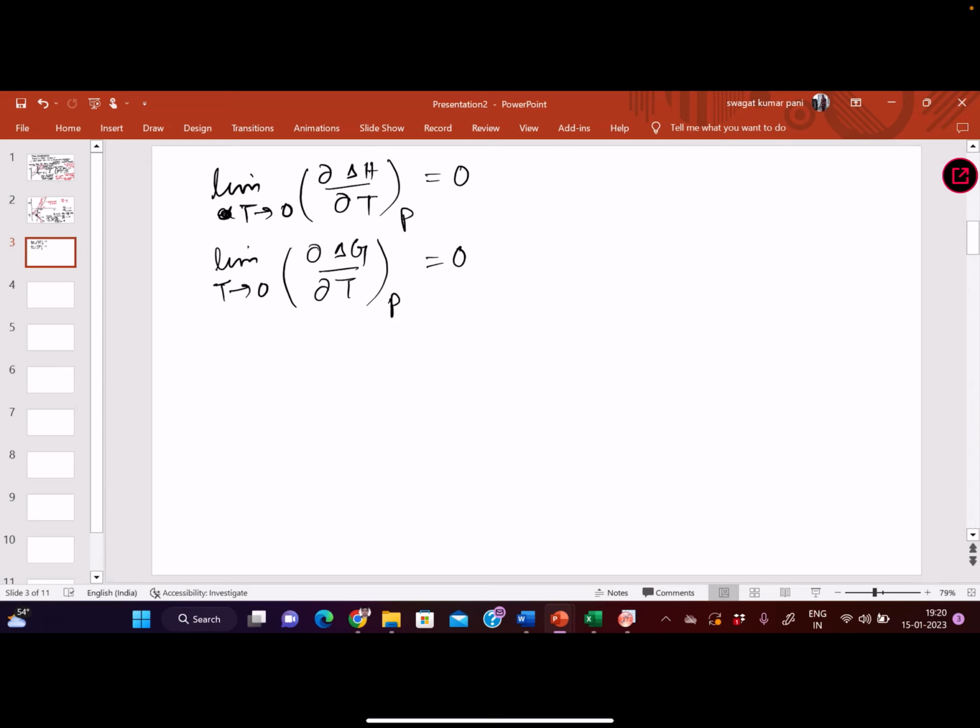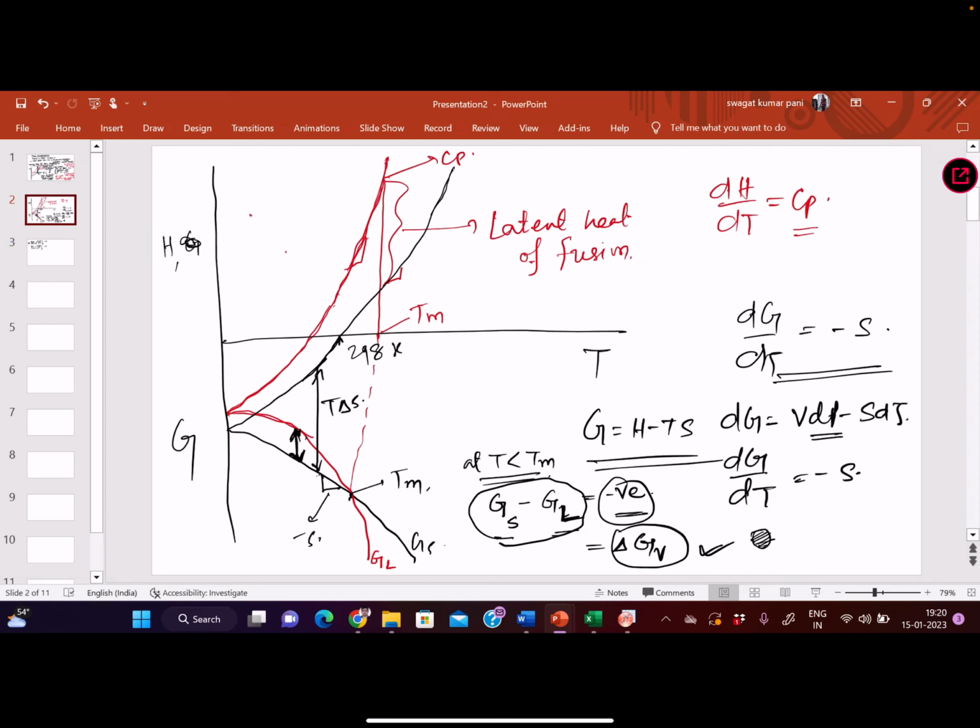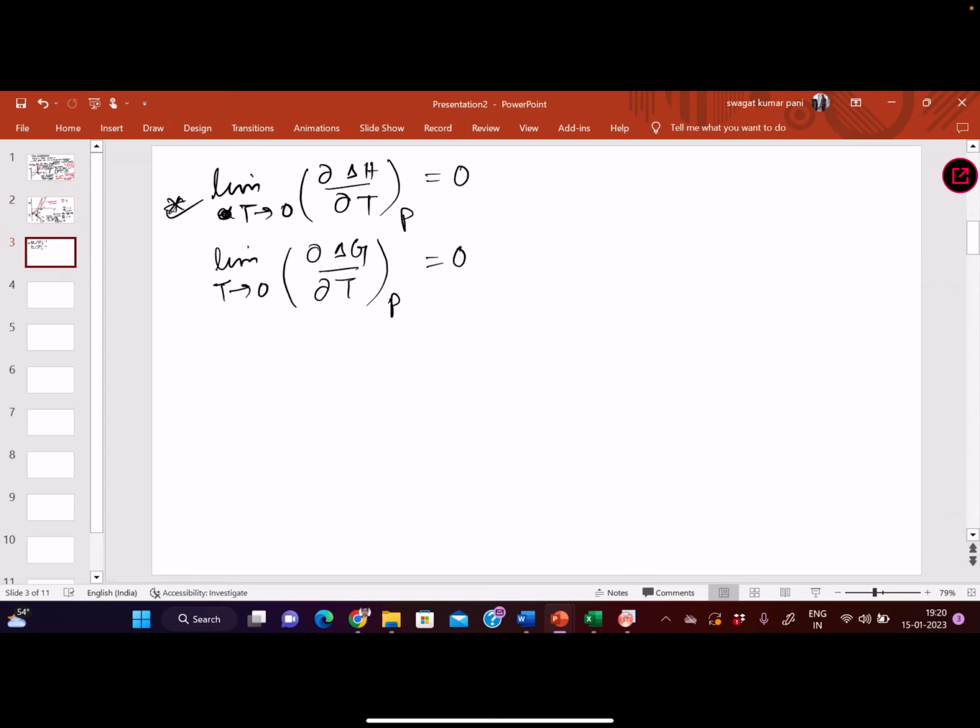So what is this? When temperature tends to zero, this curve, the slope will become horizontal. Okay, so the curve will become completely horizontal when the temperature tends to zero. That means this line. So the slope will be zero for both G and H. The slope will be zero when the temperature tends to zero at constant pressure.